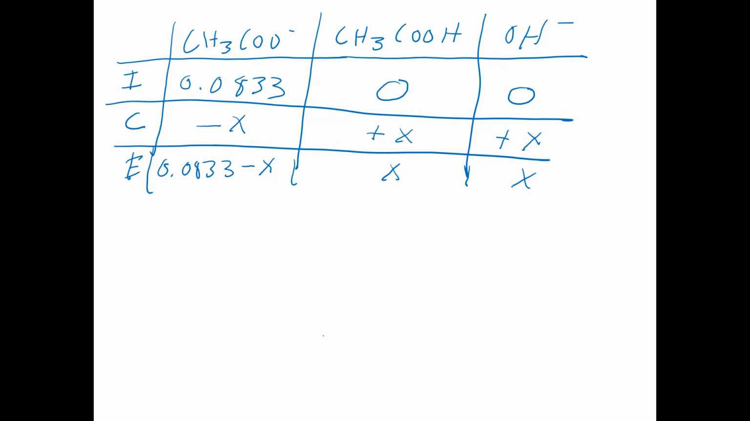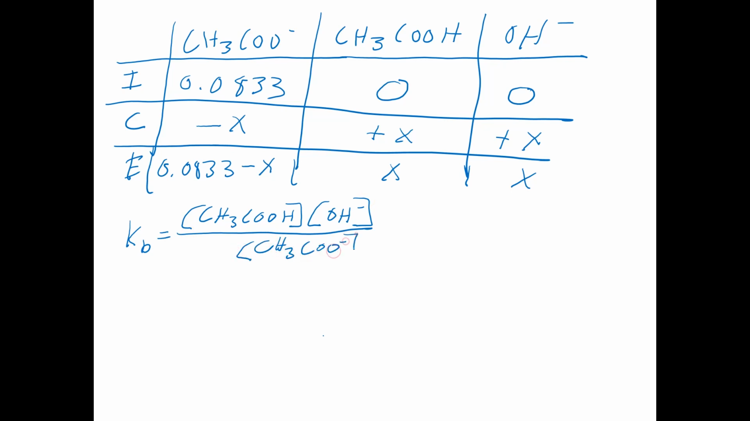So, since this is a base here, our acetate ion, we can write a Kb expression for this reaction. So Kb is equal to the concentration of acetic acid times the concentration of our hydroxide ion over the concentration of our acetate. So we know what the pKa is, and we need to use that to calculate Ka. And then once we do that, we can use that to calculate Kb.